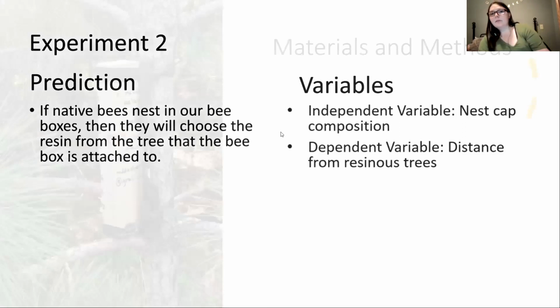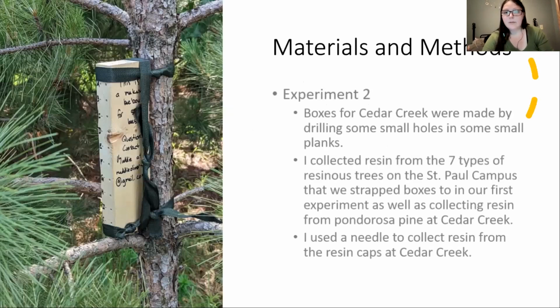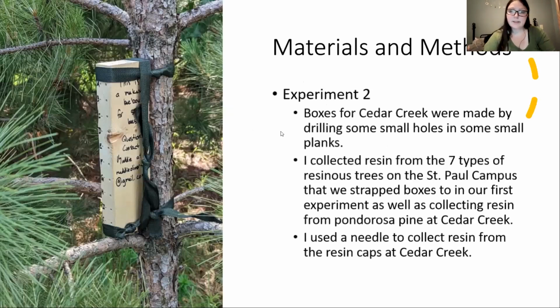In my experiment number 2, I made boxes for Cedar Creek by drilling some small holes and some small planks. I collected resin from 7 types of resinous trees on the St. Paul campus, as well as collecting from ponderosa pine at Cedar Creek. And I used a needle to collect resin from the resin caps that were found in the boxes or the planks at Cedar Creek.